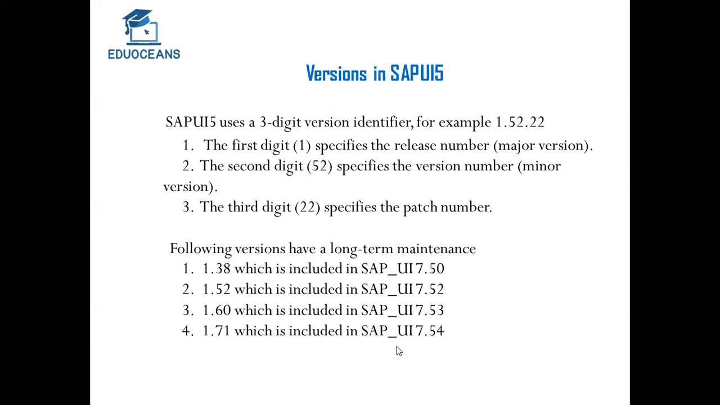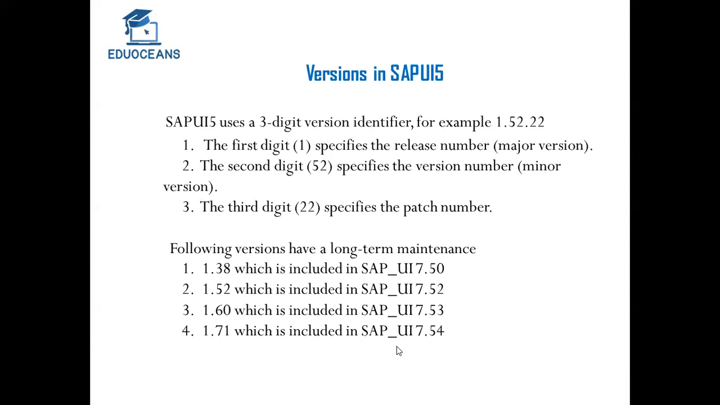Normally in the S4 HANA system, this is the latest version for the SAP systems. For S4 HANA, I think 1.71 is the latest, and it is mandatory for it. So if I want to use it, 1.71.